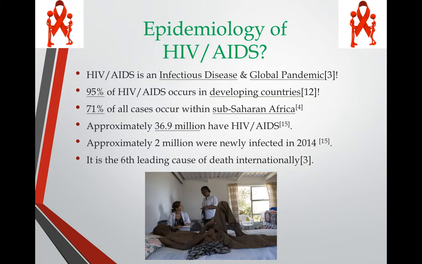HIV/AIDS is a global pandemic and the 6th leading cause of death worldwide, of which 95% of cases are in developing countries, with an estimated 36.9 million people living with HIV and approximately 2 million people newly infected within the year 2014 alone. Unfortunately, an estimated 1.2 million people died of AIDS in 2014, 20% of which were just children.